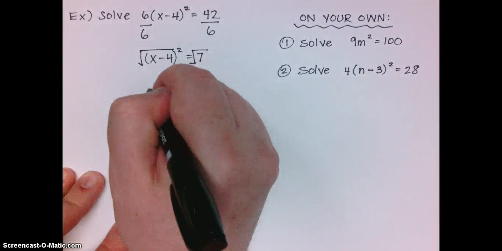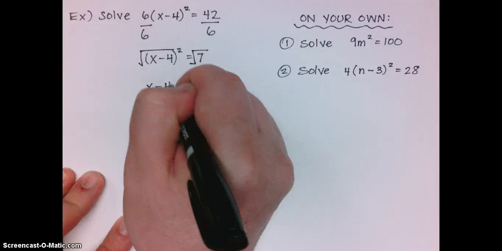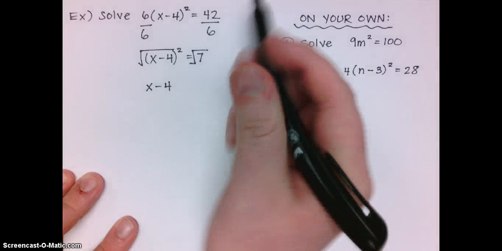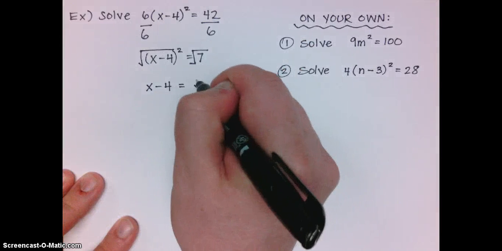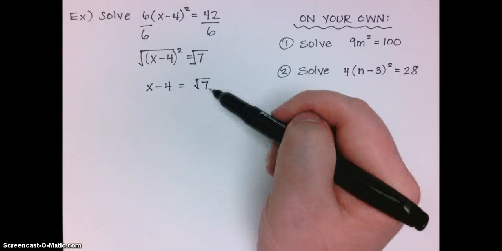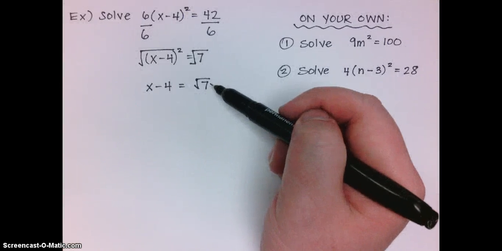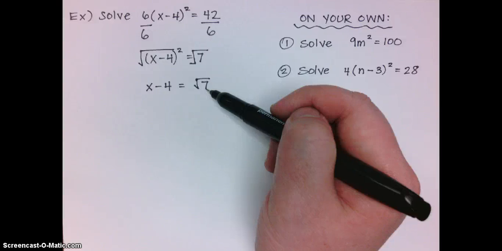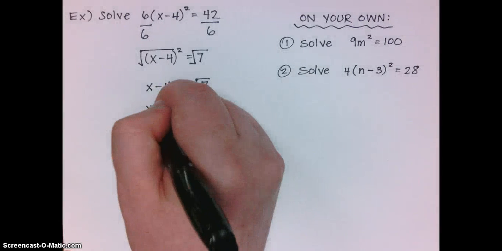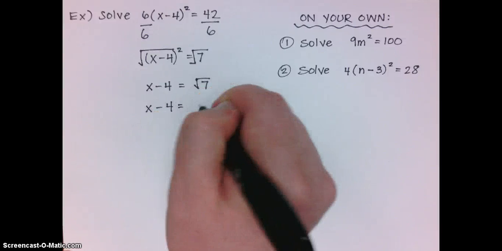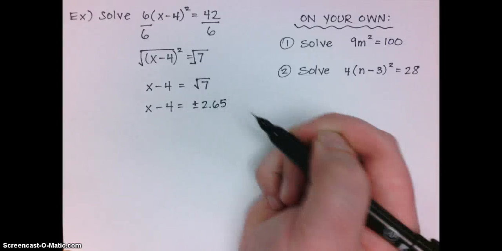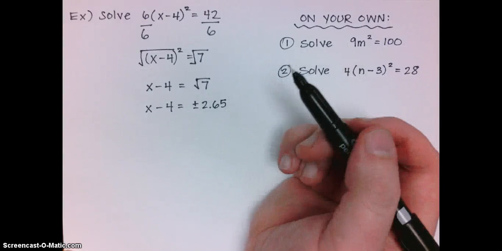When I do that, now I simply have 1 x minus 4 left instead of having 2 of them that are being multiplied, and that's equal to still the square root of 7. I do not know what that is. I have no idea what the square root of 7 is, but I know that if I put it in my calculator, I could probably figure it out. So when I do this on my calculator, it's roughly 2.65, okay? Just about 2.65.